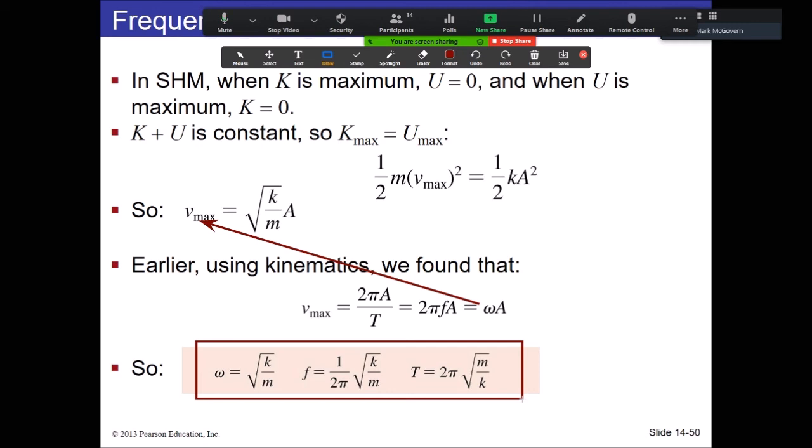k. So when you ask yourself, if I take this block and pull it out and let it go, what is going to determine the period here? Well, it turns out only two things determine the period: how much mass there is and what the spring constant is. Okay, what do you not see here? What you do not see here is the amplitude. You don't see that. And the amplitude ends up not mattering.